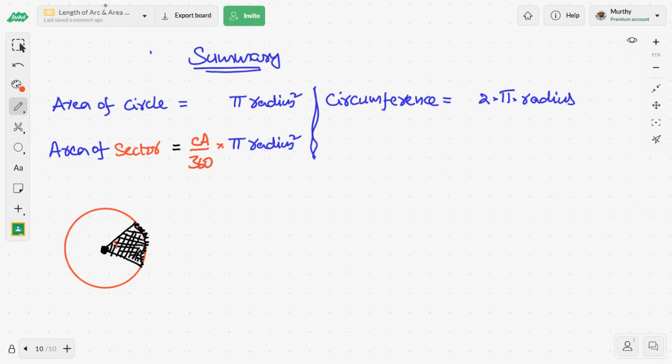So what are the central angles given here? If it is 60 degrees, then take 60 over 360. If it is 40 degrees, 50 degrees, or 110, whatever angle is given, that angle is to be plugged in here, in the place of central angle.